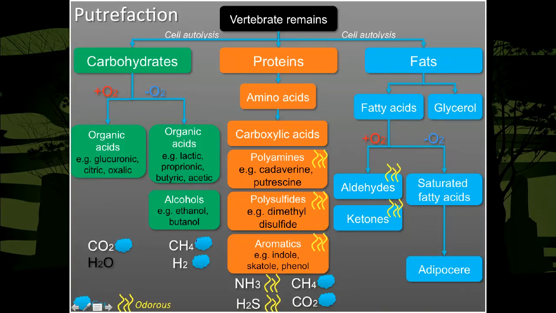Fats will be broken down into fatty acids and glycerol, and in the presence of oxygen, we can get conversion into aldehydes and ketones. Again, these are both very smelly compounds. Aldehydes are frequently used in perfumes. Formaldehyde might be the one that you're most familiar with. Ketones, a common example of that is acetone, which is a frequent solvent, nail polish remover, so very, very aromatic compounds, very smelly compounds. Without oxygen, fatty acids will actually be saturated and can be converted into adipocere, or something known as grave wax. This is kind of like a fluffy lard-like substance that's not uncommon to find in burials or places where you have decomposing tissues without oxygen.